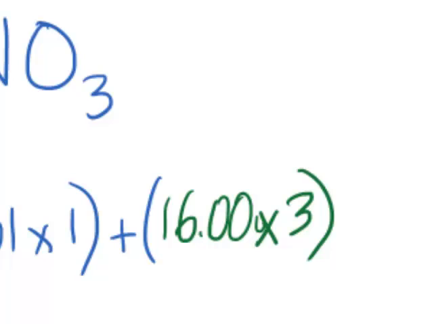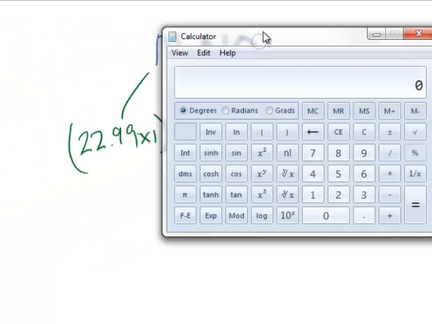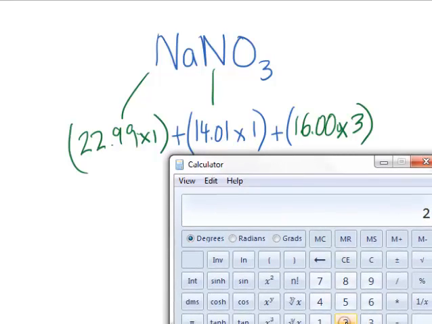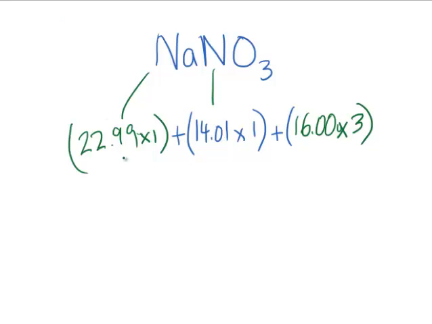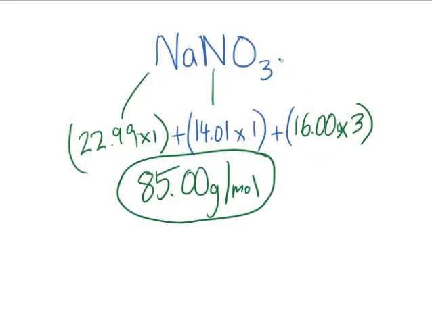So you use your calculator to do this. I'm going to type it into my calculator here. 22.99 plus 14.01 plus, and 16 times 3 is 48. And I hit equals, and I get 85. So the answer is 85.00 grams per mole. And that's the molar mass of NaNO3, or as it's called, sodium nitrate.